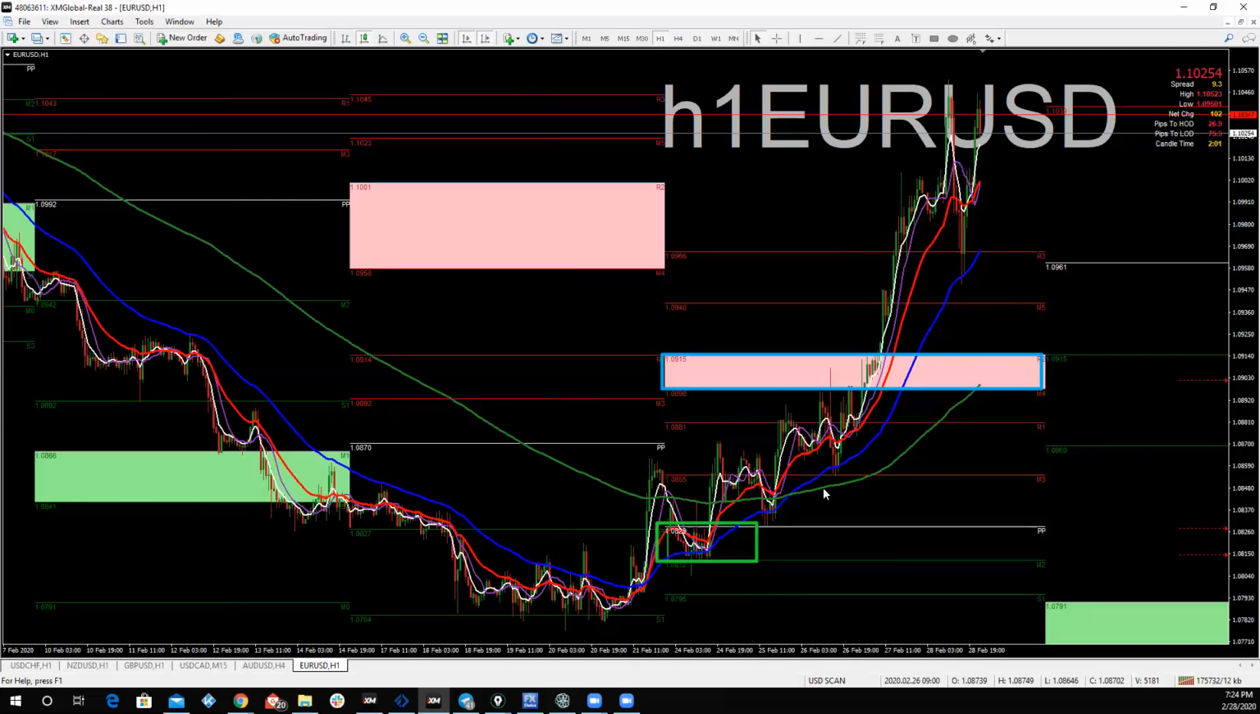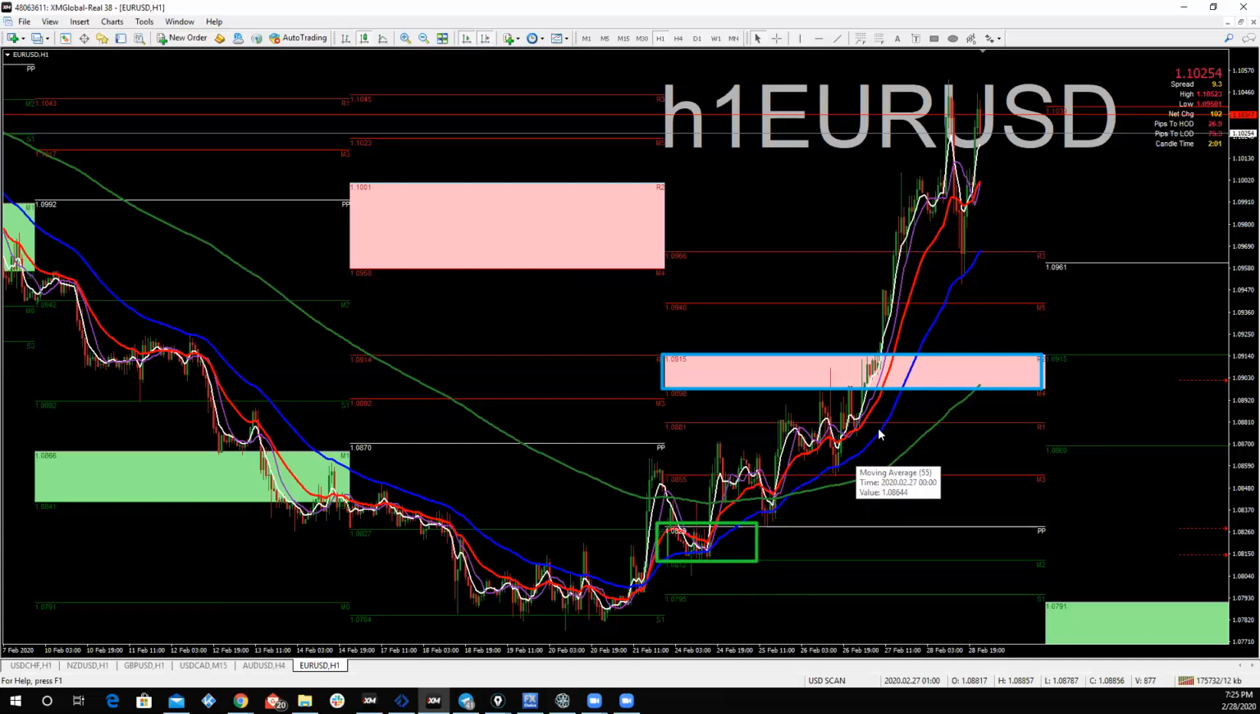We have the 200 moving average, and this is exponential. And we have the 55 moving average, exponential also. And we have the 21 moving average, and it's exponential also. And we also have the 8 exponential moving average, and the 5 simple moving average. So these are the moving averages that I have.